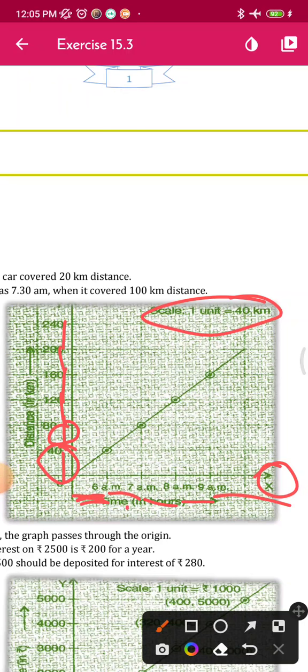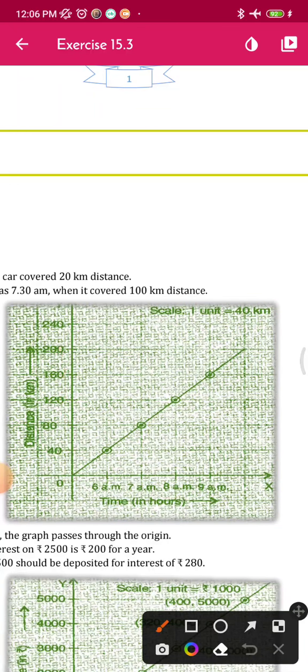So at 6 and 40, you can see that is the point of intersection in the first column, because you can see at 6 a.m. the car will cover 40 kilometers. So we will take a straight line from 6 and 40. So that two lines intersect each other at this point. So name these points 6 comma 40.